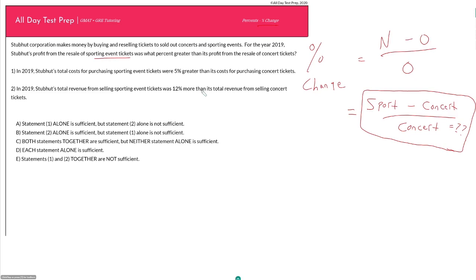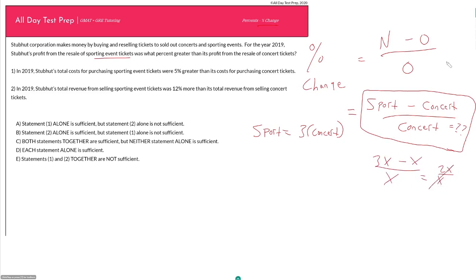But data sufficiency is really asking you for the minimum information needed to answer the question. You do not need both of your two variables, if you can get one in terms of the other, if you can get a proportion relating the two. For example, if I know my sport profits are equal to 3 times my concert profits, then my sport profits are 3x, and my percent change is 3x minus x all over x. Just 2x over x. The x goes away.